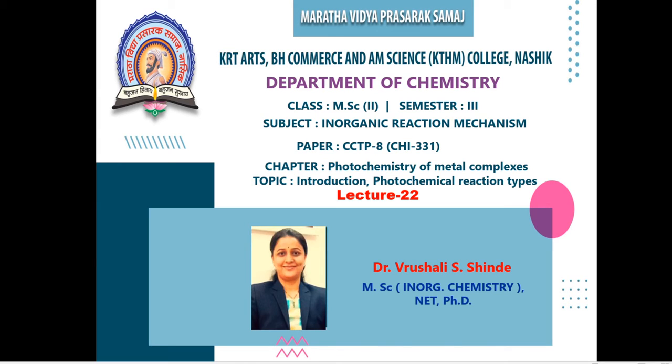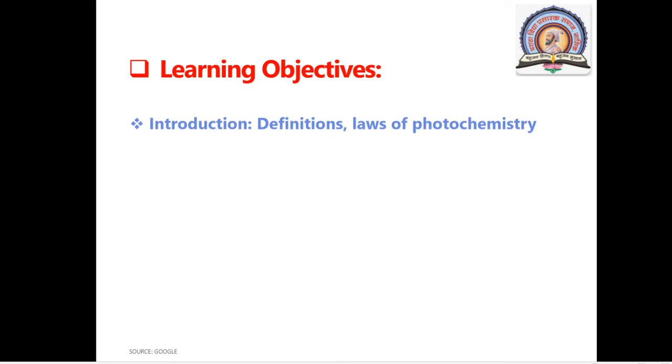Student, in the previous lecture, we have seen types of reactions. In today's lecture, we are going to see the photochemistry of metal complexes. We will see the introductory part of photochemistry. After that, a photochemical reaction, types, and the laws of photochemistry. Okay, so let's start. Let's first see the learning objectives.